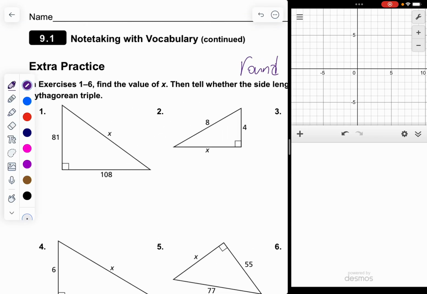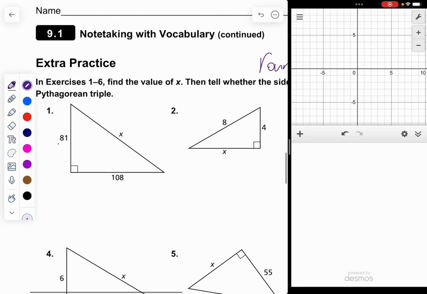Starting with number 1. I have a side right over here in this triangle of 81. I have a side of this triangle right over here of 108. We don't know what this side is right over here. That's the x. We need to find the value of x. We need to find what number would go in there. So this is simple. This is a right triangle. Opposite that right angle is the hypotenuse. We are looking for the hypotenuse. That means the 2 legs squared, 81 squared, plus 108 squared will equal the hypotenuse squared.